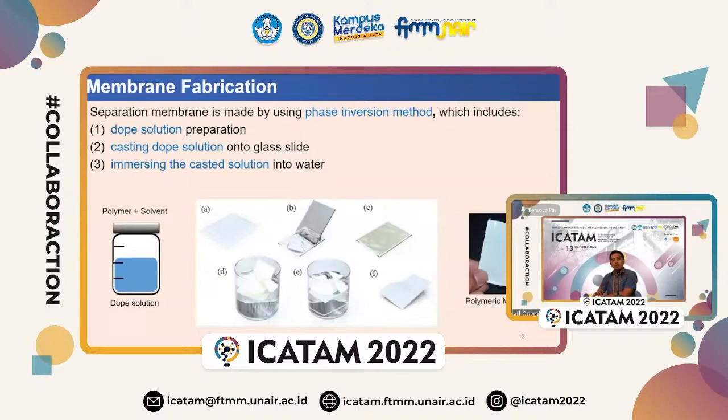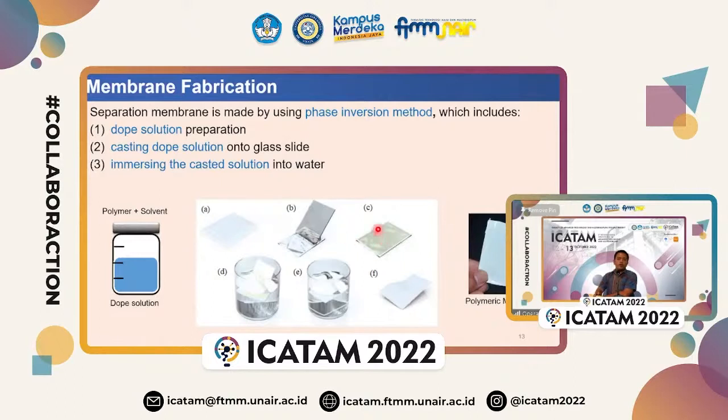In this process, we need to prepare the dope solution, which we call the membrane solution. We have a polymer dissolved in a solvent, like an organic solvent. Once we have the solution, we just pour it onto a glass slide, and then we spread the polymer solution out on the glass slide.